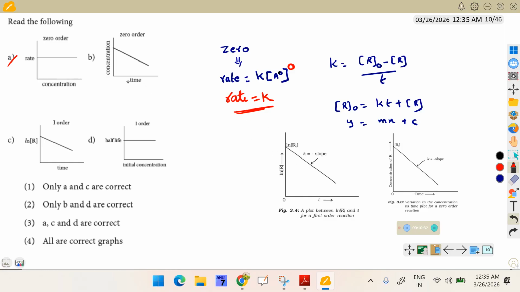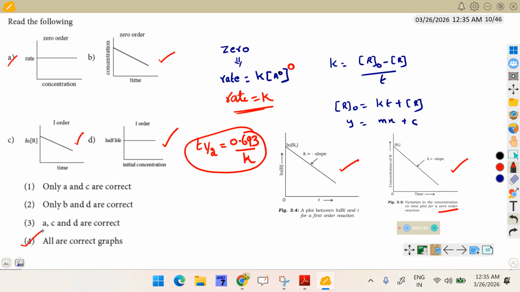B graph is given between concentration and time. Yes, for a zero order reaction, B graph is also correct. C, ln R versus time. This is also correct. For a first order reaction, what is the relation between half-life time and concentration of the reactants? The half-life of a first order reaction formula, t half is equal to 0.693 by K. That means half-life time of a first order reaction is independent of concentration of the reactants. All are correct graphs.